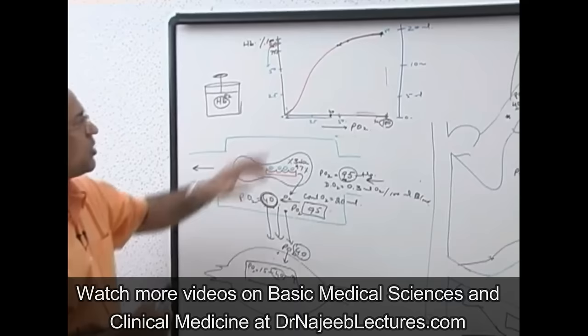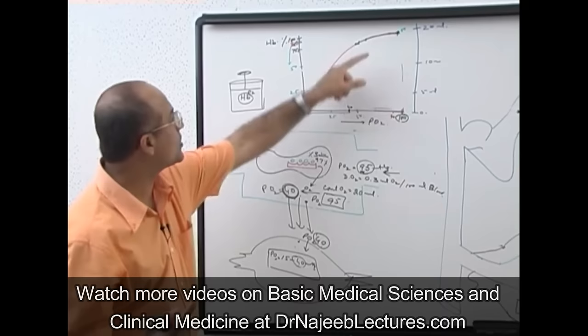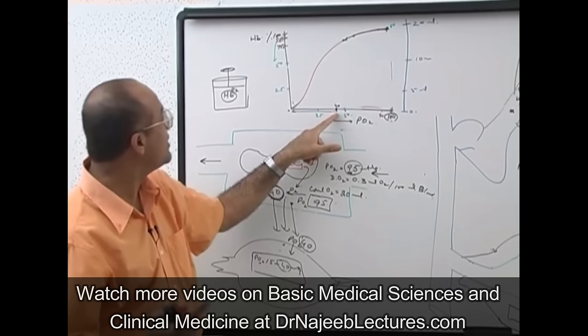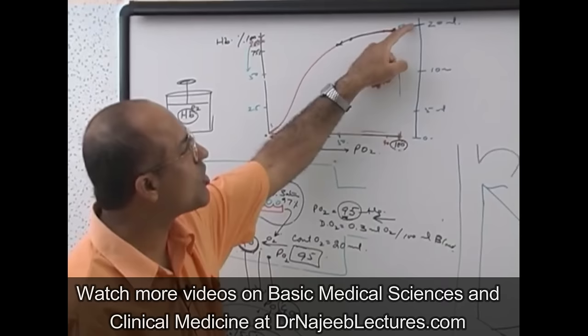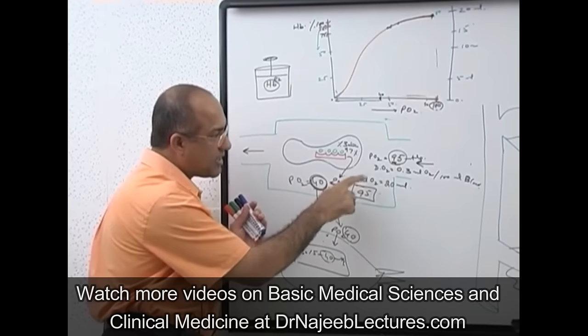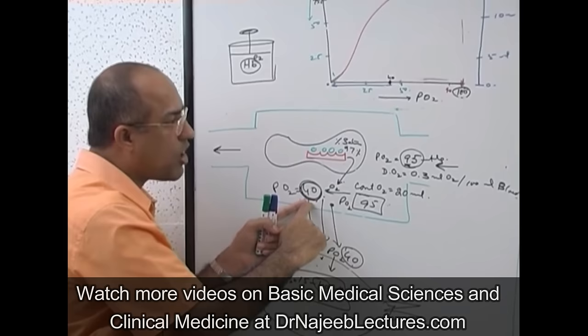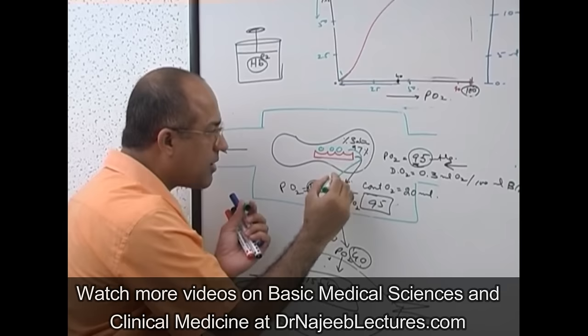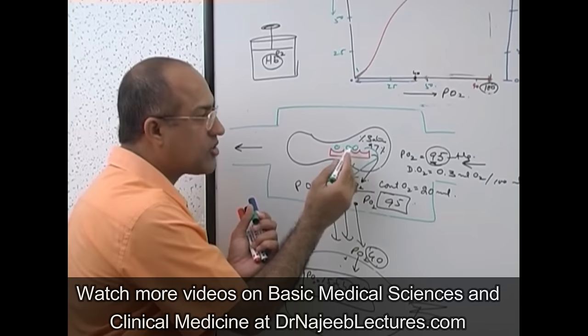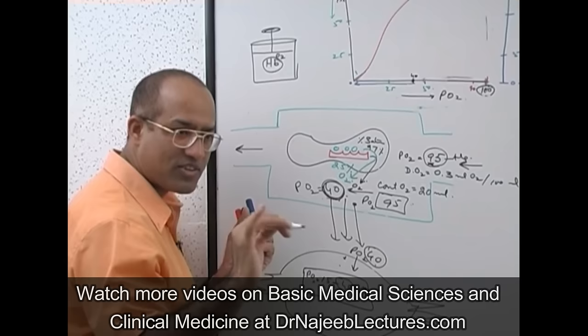Now, correlate all this. In the lung, pressure is 100, saturation is 100, content is 20 ml. All of them correlated. In the tissue, pressure dropped from 100 to 40, saturation dropped from 100 to 75, and content dropped from 20 to 15. What does it really mean? Apply here. Pressure has dropped from 95 to 40. This is clear? Under that, saturation will drop to 75. So three pockets will remain full and oxygen from one pocket will come out. How much percentage of oxygen will be delivered? 25% will be delivered, because 75% is still saturated.